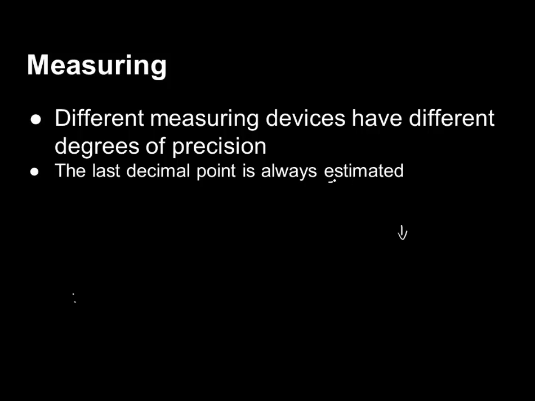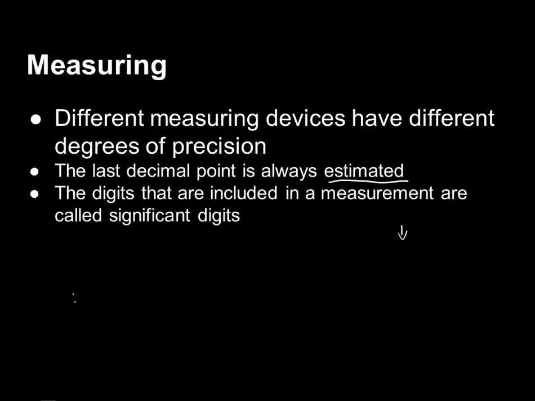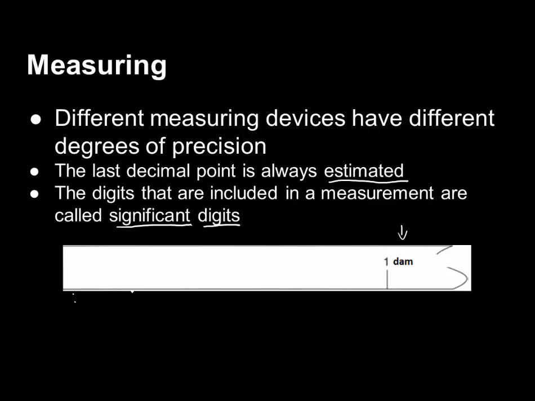But we can always estimate one more place than our measuring device actually shows, and those digits that we include in our measurement are called significant digits. Significant meaning they're valid, they count, they mean something, they have value. So let's take a look at an example. This is a decameter ruler. So from here to here, from the 0 to 1, that's 1 decameter. That's the equivalent of 10 centimeters or 100 millimeters.